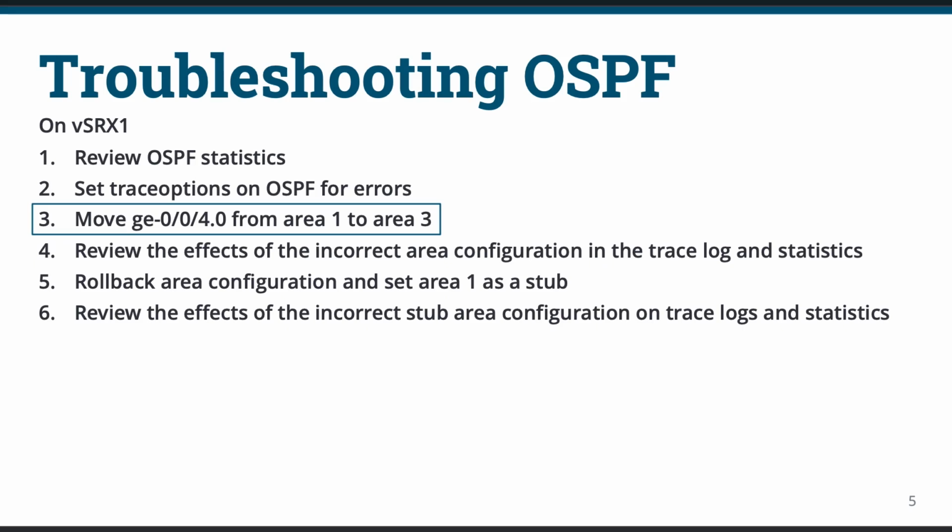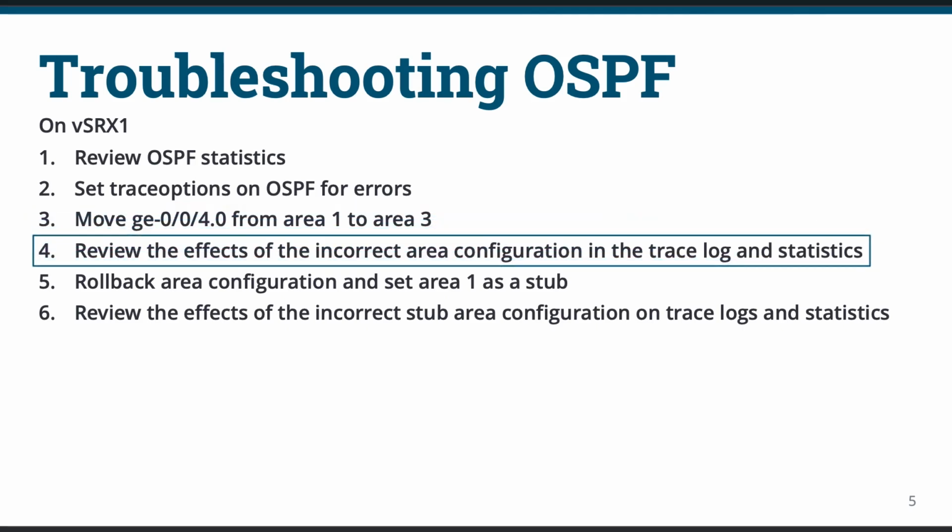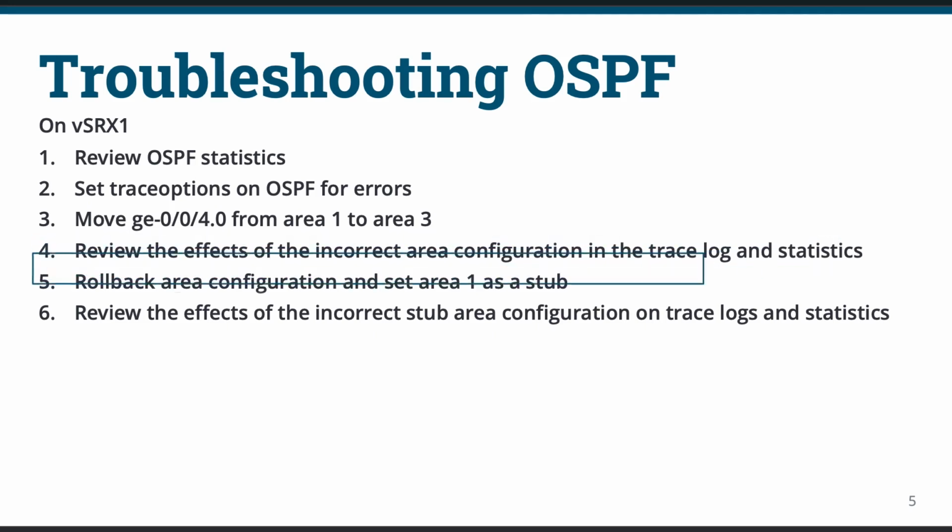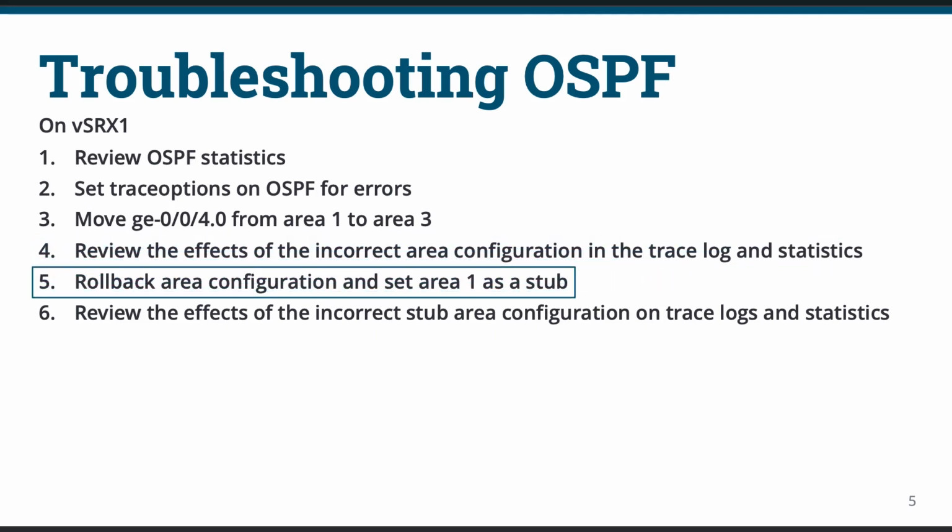And once committed, we'll take a look at the statistics once more to see how things change, as well as the trace options log file to see the log error messages that are generated. Next, we'll put GE004 back into Area 1, and this time we'll configure Area 1 as a stub on VSRX1. However, we will not have the stub flag configured on VSRX3, and therefore we'll have a stubness mismatch.